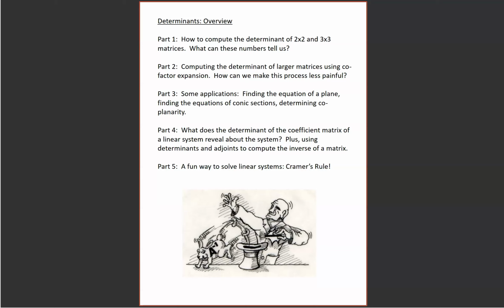and then we are going to see some magic tricks that will allow us to use determinants to compute the inverse of a matrix, and we'll also be able to use determinants in a really clever way to solve a linear system, and that is Cramer's rule. So let's get started with part 1 about how to compute the determinant of small matrices, that is 2 by 2 and 3 by 3 matrices.